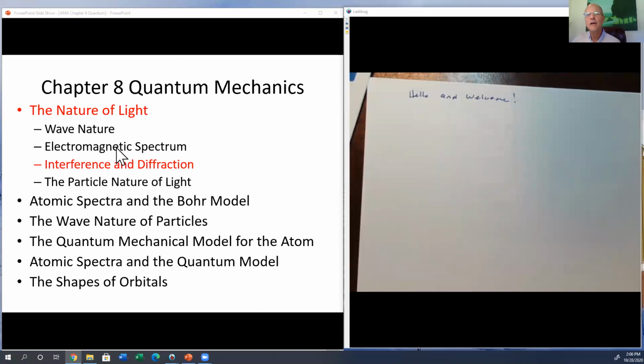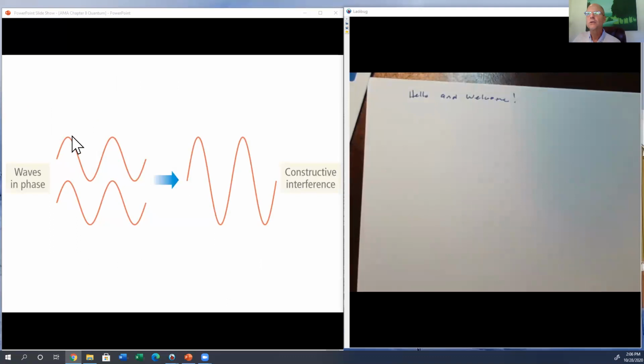So remember, last time we were talking about light, which is electromagnetic radiation. We talked about its wave nature. Because light is a wave, it undergoes interference and diffraction, which we have to understand in order to really understand the double slit experiment. So what is interference? When two waves meet or interact with their troughs and their crests aligned, they'll add together and make a wave twice as big. This is called constructive interference.